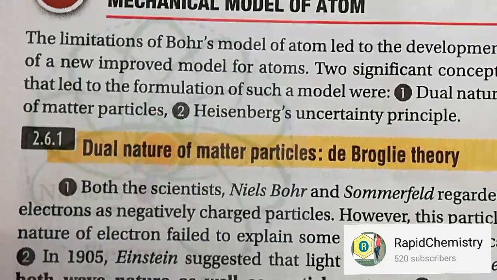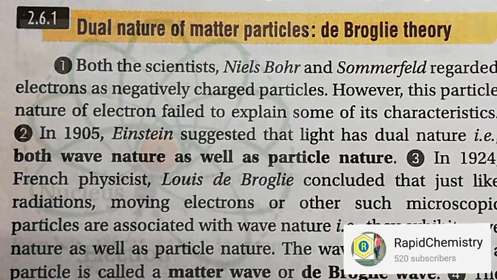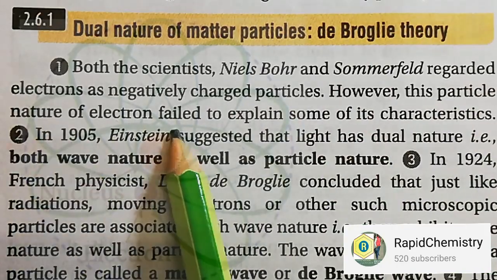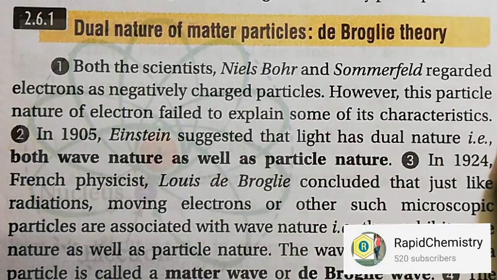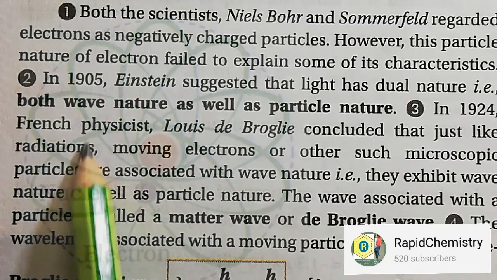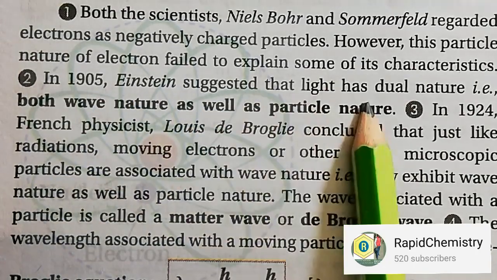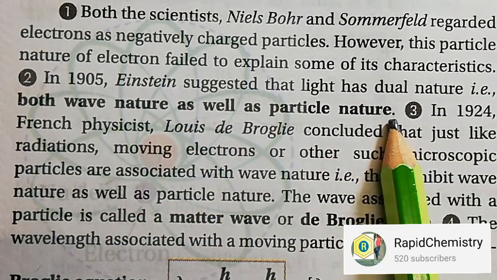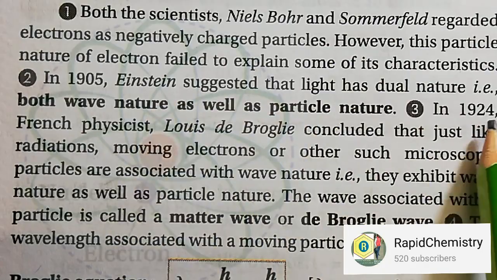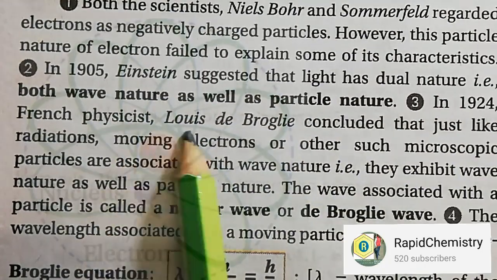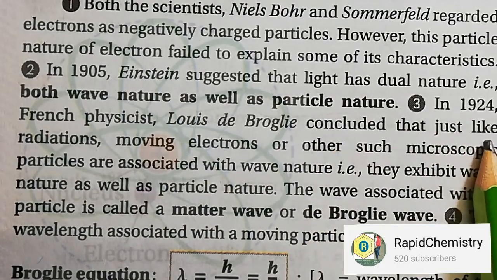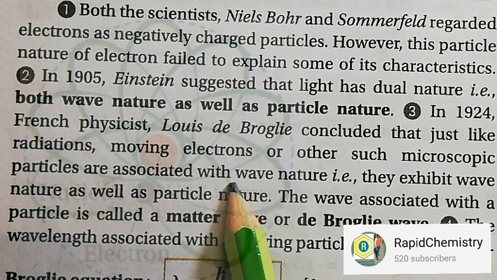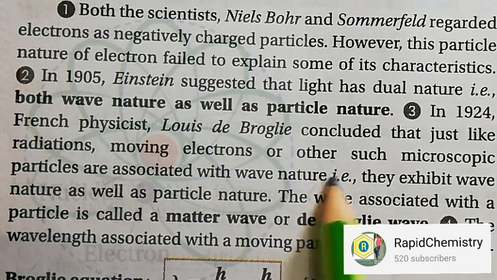Both the scientists Niels Bohr and Sommerfeld regarded the electron as a negatively charged particle. However, this particle nature of the electron failed to explain some of its characteristics. In 1905, Einstein suggested that light has a dual nature, that is both wave nature as well as particle nature, and for that he got the Nobel Prize. In 1924, the French physicist Louis de Broglie concluded that just like radiations, moving electrons or other such microscopic particles are associated with wave nature.